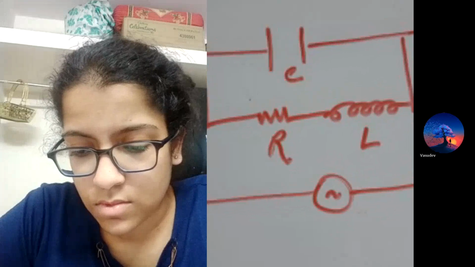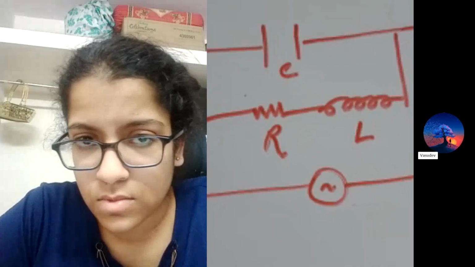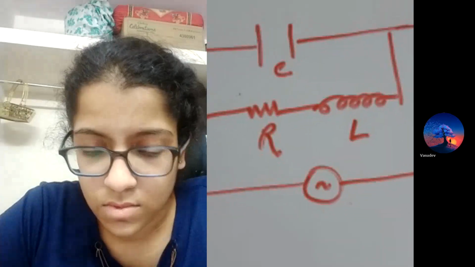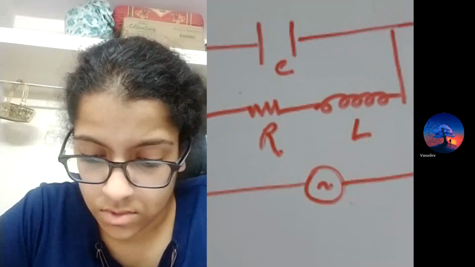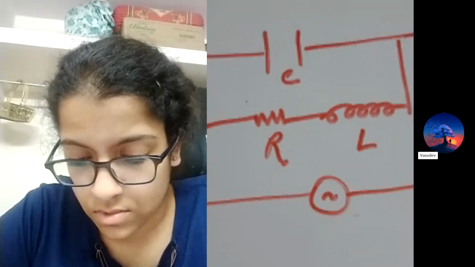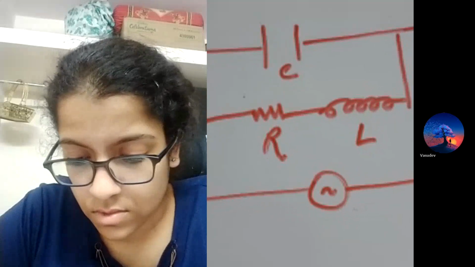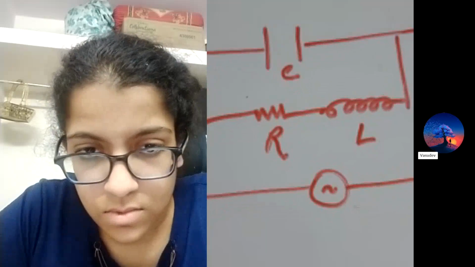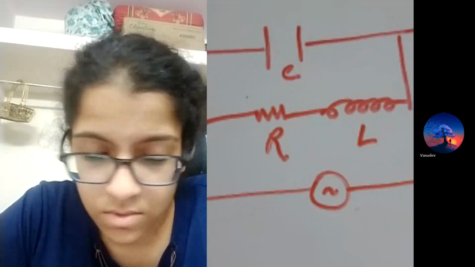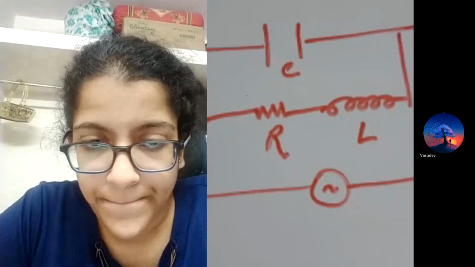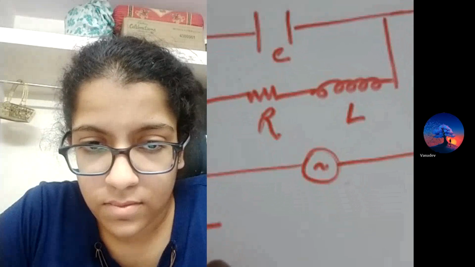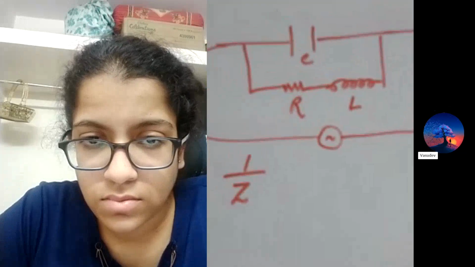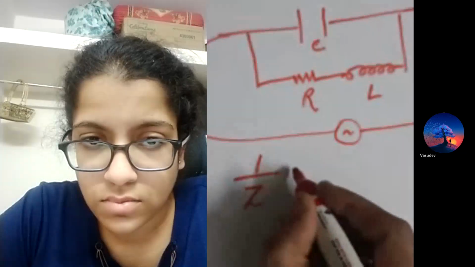Let me ask you, in this combination, if it's asked, find impedance Z for the circuit shown, how will you go about finding Z? It is in parallel combination, right? So what are we to write? We are to write 1 by Z effective is equal to 1 by Z1 plus 1 by Z2.